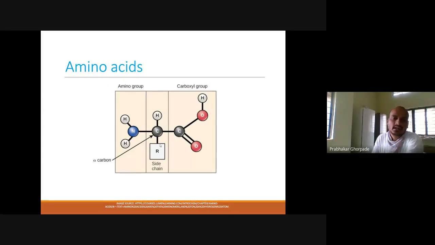This is the acidic group, and the center one we call the alpha carbon. Whenever any carbon atom is attached to the functional group, the first attached carbon atom, we call it an alpha carbon. This one is the alpha carbon atom, this one is a hydrogen, and this one is a side chain. R is the side chain. So whenever we say amino acid, we see the amino group, the carboxylic group, the R group, and the hydrogen. This is the structure of an amino acid, how an amino acid looks.